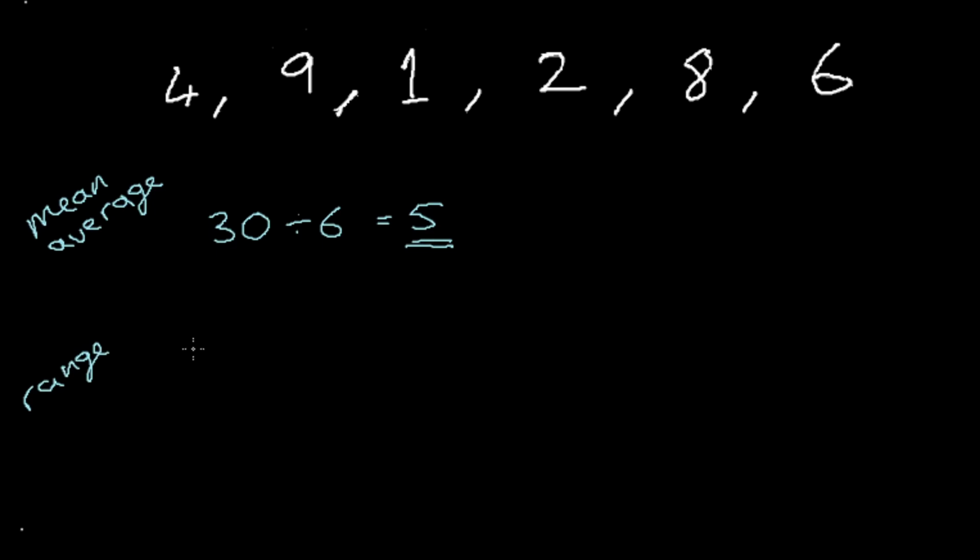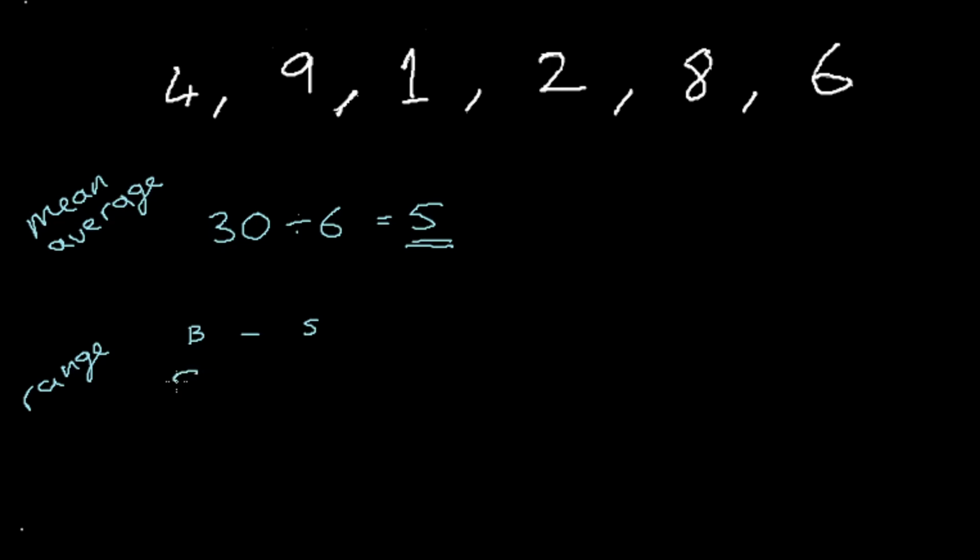So how do you find the range? You do the biggest, take away the smallest number, and what this shows you is the spread of data. So it shows you out of all your results, what's the smallest compared to the largest. Okay, and what's the difference between them?